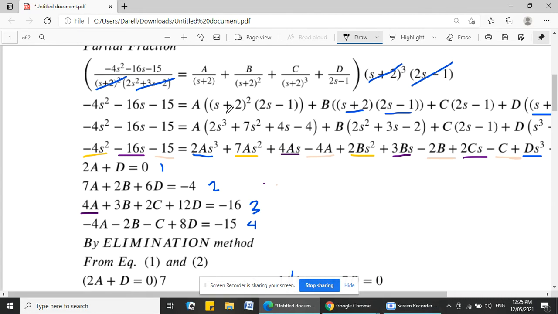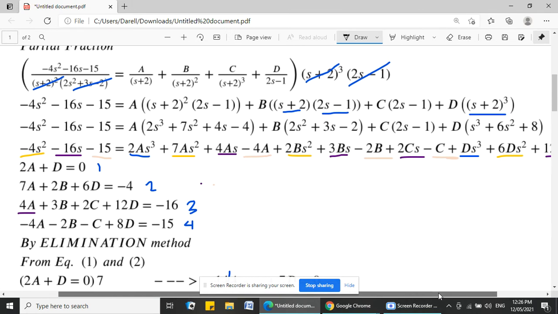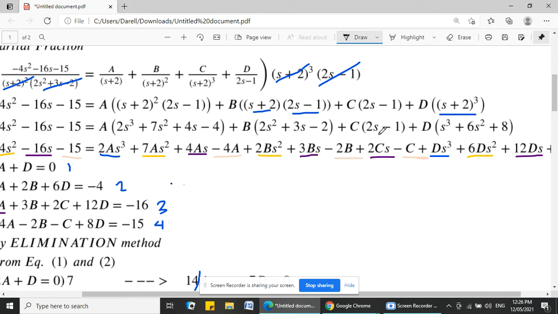Then, s plus 2 squared times 2s minus 1, by multiplying, we get 2s cubed plus 7s squared plus 4s minus 4. Plus B, by multiplying s plus 2 times 2s minus 1, we get 2s squared plus 3s minus 2. Now, plus C times 2s minus 1, plus D, by expanding s plus 2 cubed, we get s cubed plus 6s squared plus 12s plus 8.